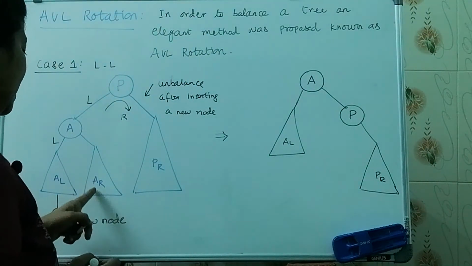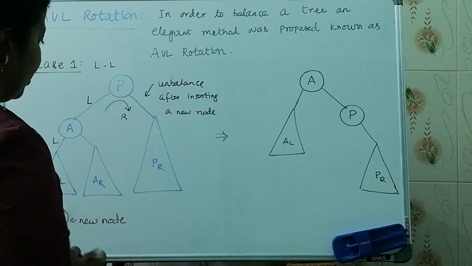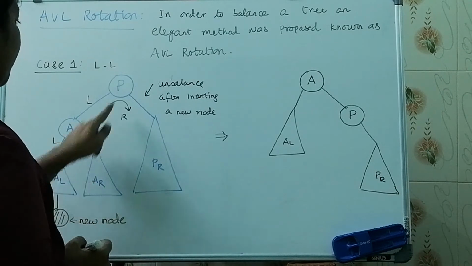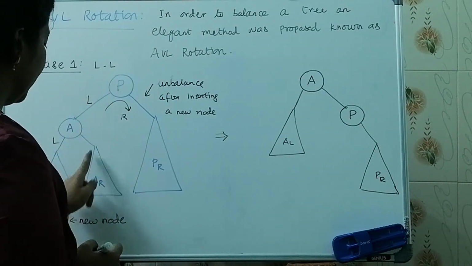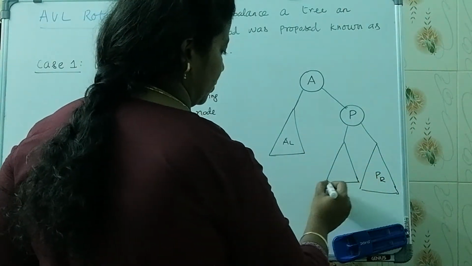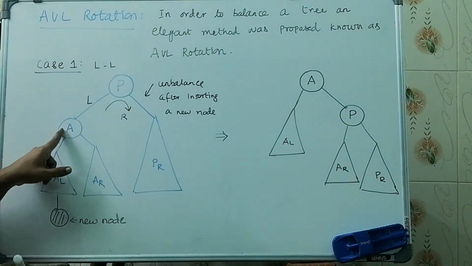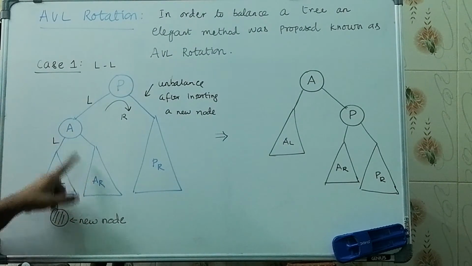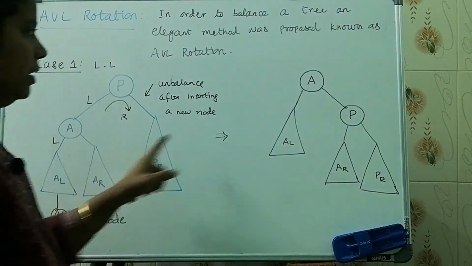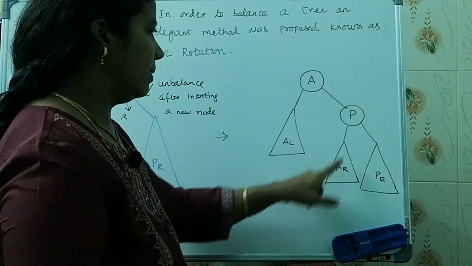Now what is left? AR. Note that AR is what we should insert. AR is on the right side of A but less than P. So we can simply move AR to the left of node P. Why? Because in this case AR is on the right side, meaning all this subtree is larger than A and less than P. Now you see this AR maintains the same property: AR is larger than A but less than P.